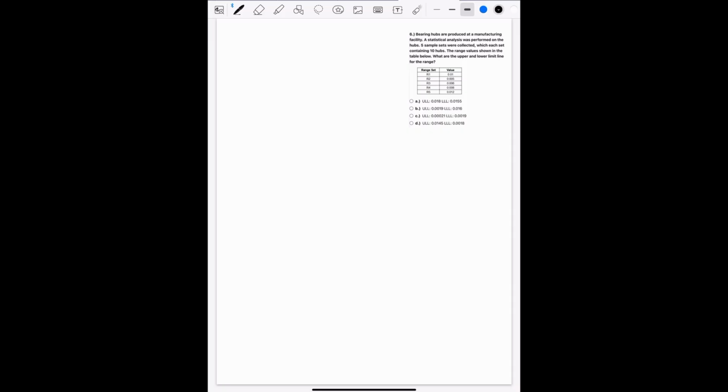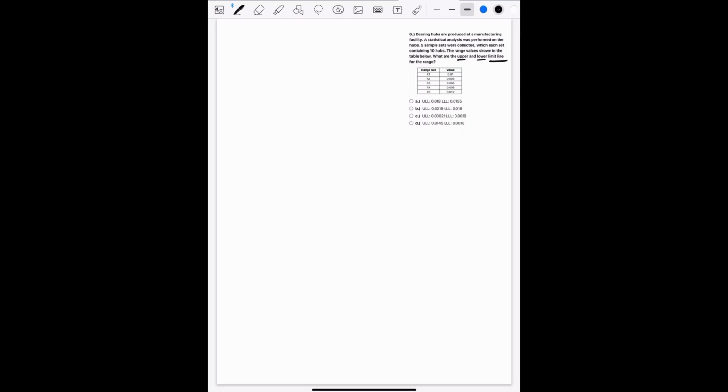So if we look at the table, we can see that we have 5 sets of data, R1, R2 through R5, with a value given for each range set. So there's 5 sample sets. Each set has 10 hubs. So if we go and look at our reference material, there's a few things that we need to figure out. I suppose if we start with what the question is asking, it wants to know what the upper and lower limit lines are for the range.